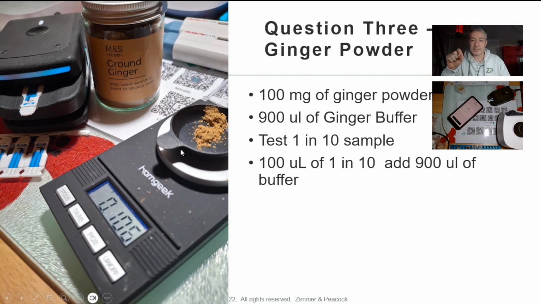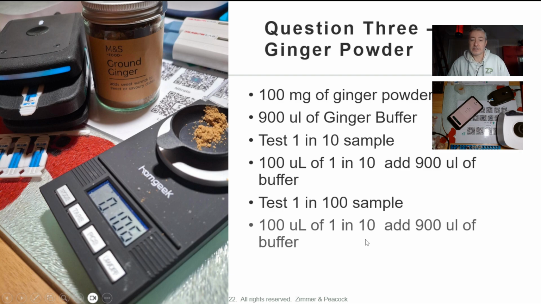So I had a 1 in 10 sample, too intense. I did a 1 in 100 sample, too intense. I took 100 microliters of the 1 in 100 sample, and I added another 900 microliters of buffer. And that actually gave me an effective 1 in 1000 sample. So I'll just change screens for a second.